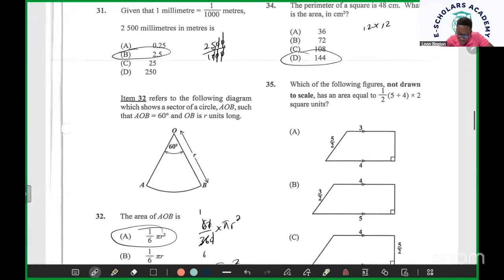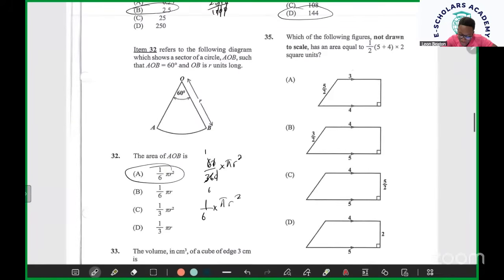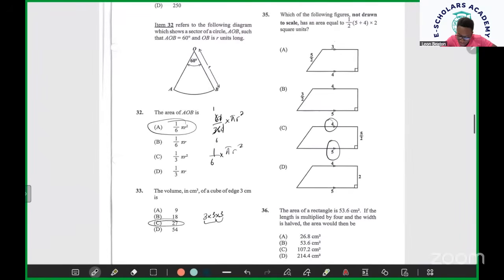Which of the following figures, not drawn to scale, has an area equal to half the sum of the parallel sides, which is 5 and 4, times the height? So let's see. 5 and 4 have to be the parallel sides. So let's see, 5 and 4. Nah. So 5 and 4 and half this. So yeah, we will go with D.